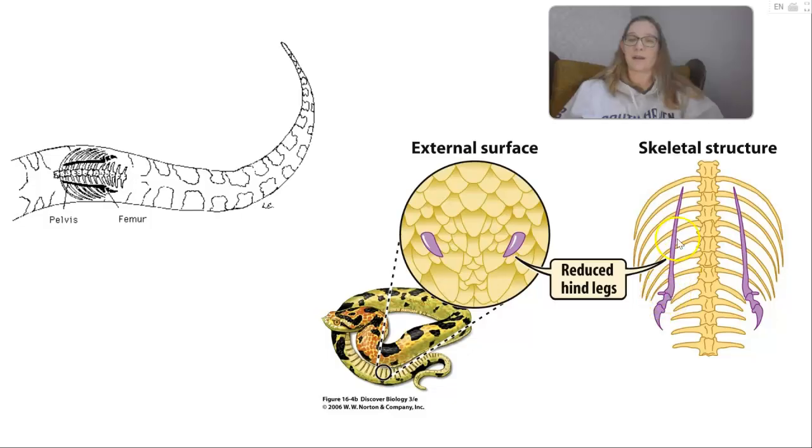Okay, so if you look on the outside surface of this snake, you'll see that there are some reduced hind legs. Okay, this is a vestigial structure. It no longer serves a purpose, but it is still in the anatomy. It's still part of the snake's DNA to make these reduced hind legs.